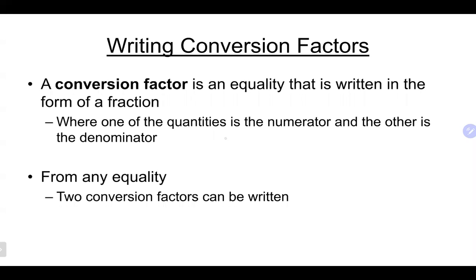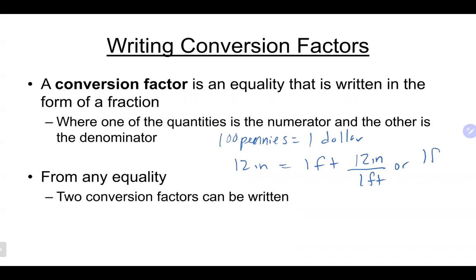So when you say you have 100 pennies equals $1, it does represent the same amount of money. They're just on different units. There are 12 inches in 1 foot. Again, those are equalities. They represent the same amount of length, if you will, or distance, just in different units. From any sort of equality, you could write 2 conversion factors. So for example, for this one here, we could say 12 inches up on top, 1 foot on the bottom, or 1 foot up on top, 12 inches on the bottom.